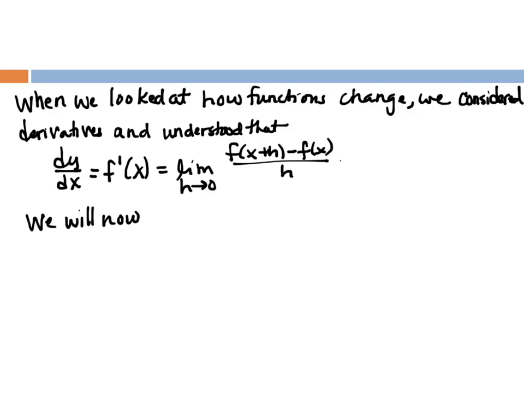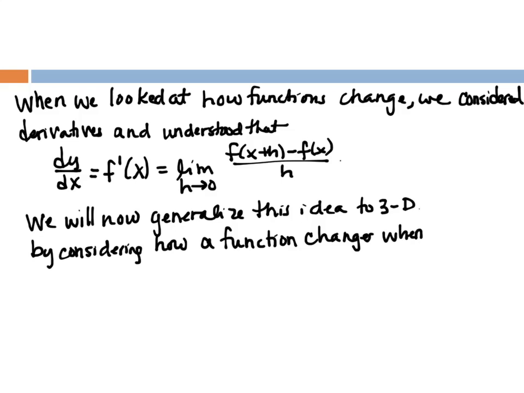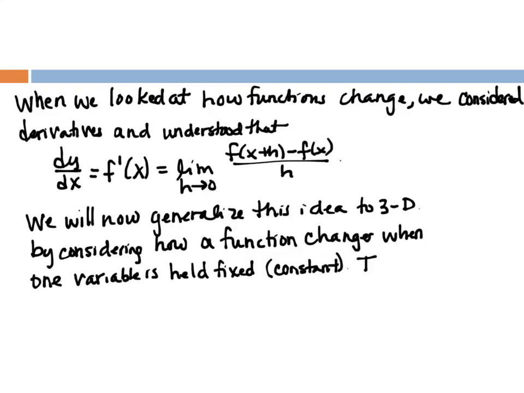We will now generalize this idea to 3D, three dimensions, by considering how a function, now a function of two variables or more, changes when one variable is held fixed, or you can use the word constant. This is called the partial derivative.